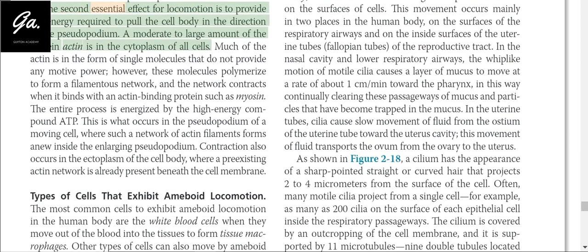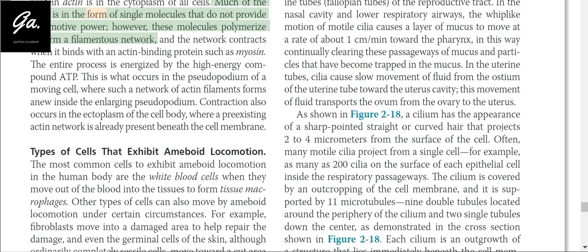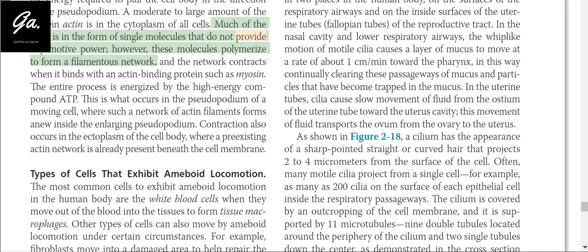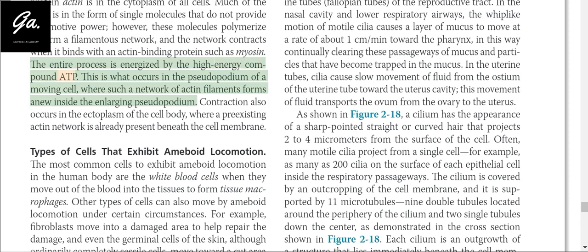The second essential effect for locomotion is to provide the energy required to pull the cell body in the direction of the pseudopodium. A moderate to large amount of the protein actin is in the cytoplasm of all cells. Much of the actin is in the form of single molecules that do not provide any motive power. However, these molecules polymerize to form a filamentous network, and the network contracts when it binds with an actin-binding protein such as myosin. The entire process is energized by the high-energy compound ATP.